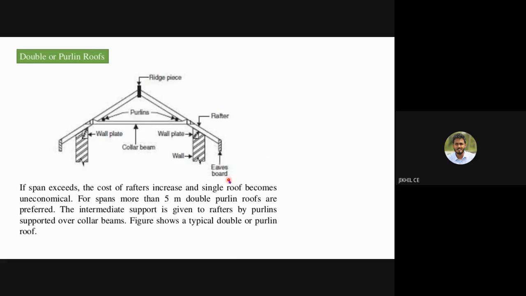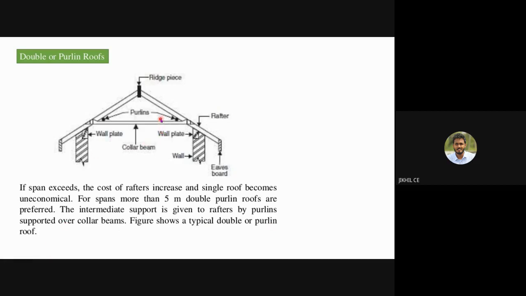The next one is the double or purlin roof. These are provided for longer spans. If the span exceeds, the cost of rafters increases and a single roof becomes uneconomical. For spans more than 5 meters, double purlin roofs are preferred. The intermediate support is given to rafters by purlins, supported over the collar beams. So we have the collar beams here. The figure shows a typical double or purlin roof.